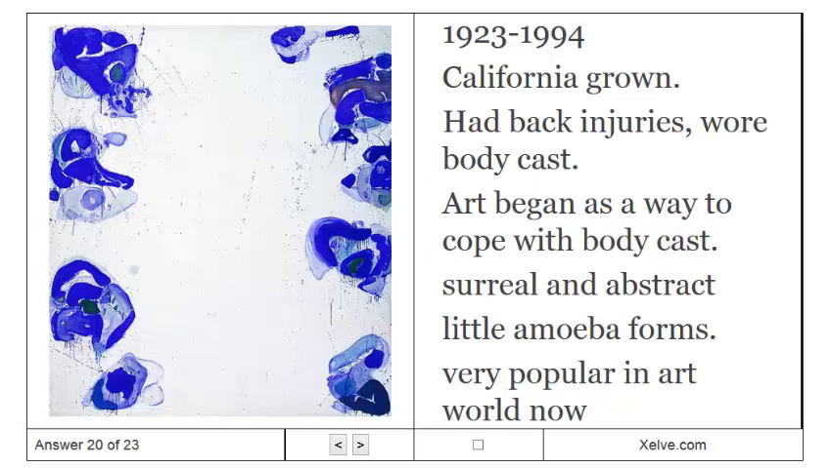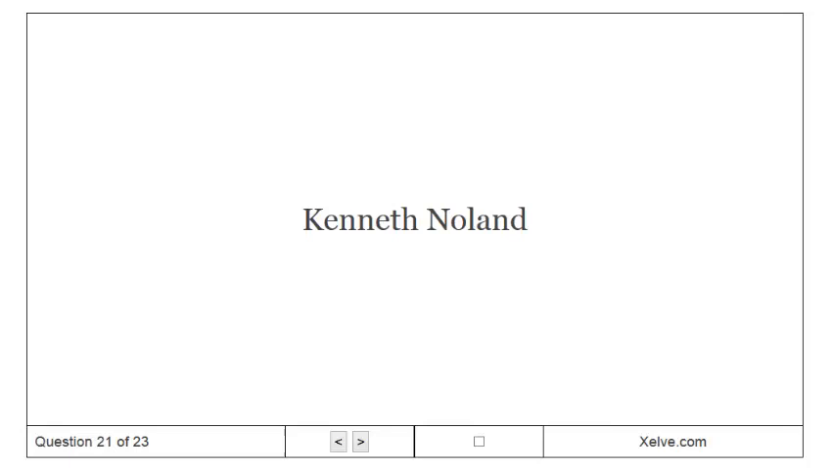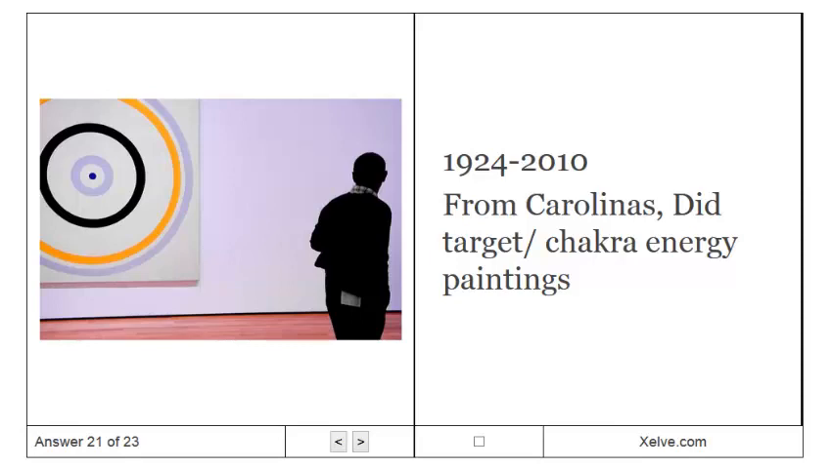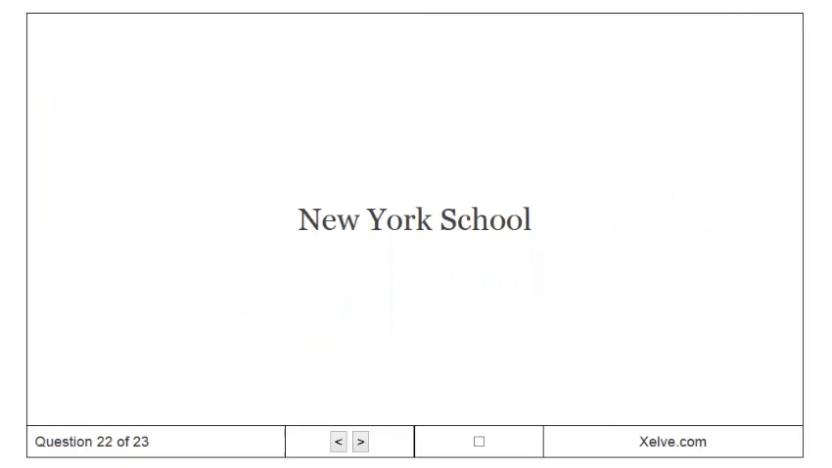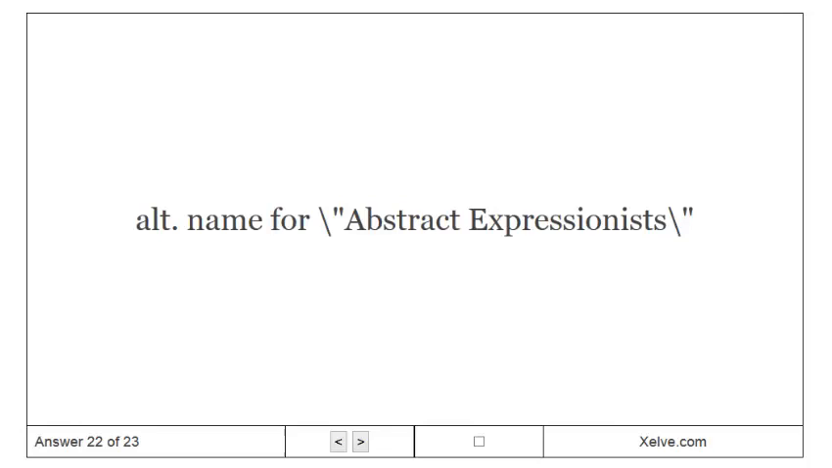Kenneth Noland, 1924 to 2010, from the Carolinas, did target chakra energy paintings. New York School: an alternate name for the Abstract Expressionists.